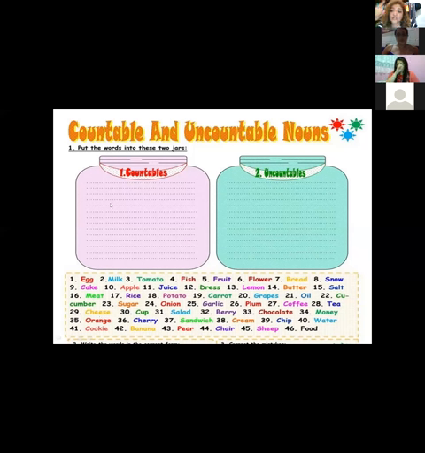Uncountable. Very good. What about cheese? Uncountable, because it is not possible to say one cheese, two cheeses, three cheese. Correct. It is not correct.